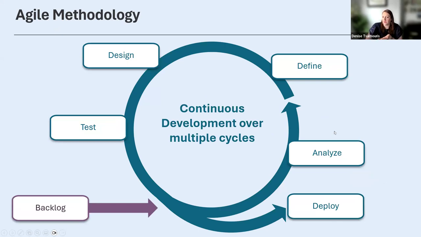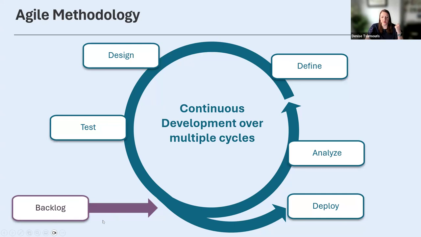Then we have agile. And agile is my favorite. I do like it, and it's because it has continuous development over multiple cycles. Those are also called sprints. And it really encourages teams to work simultaneously on different phases of the project. And it also has frequent stakeholder engagement. You meet with them far more than you do with waterfall. And it's just really highly flexible.